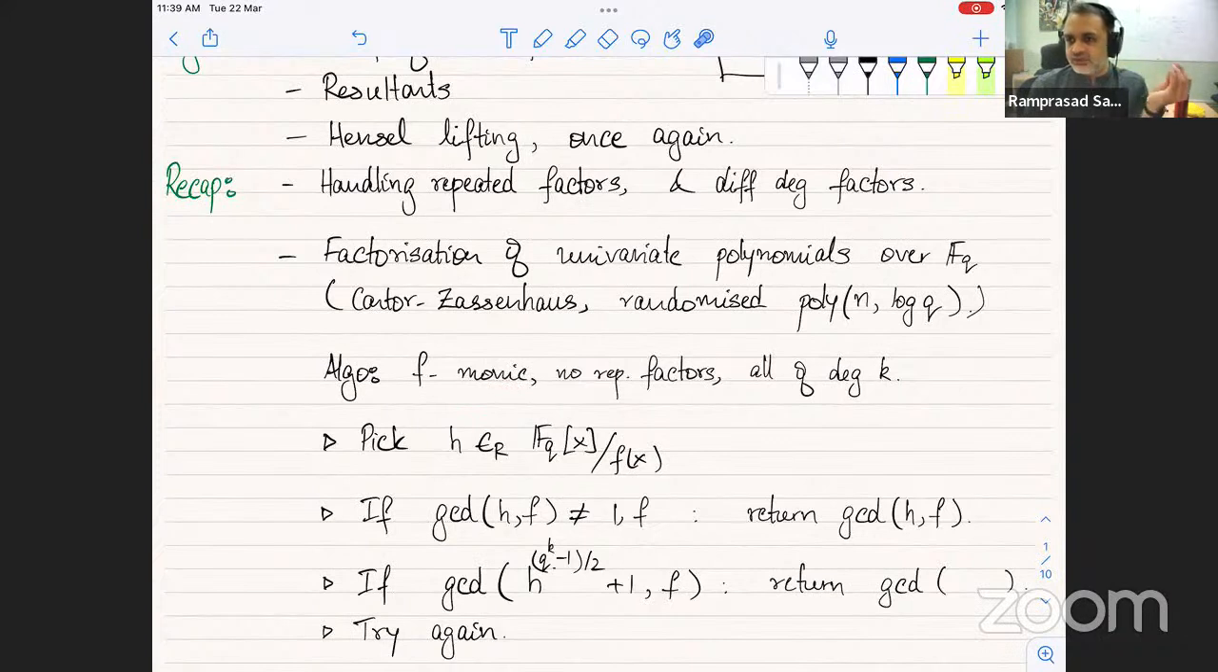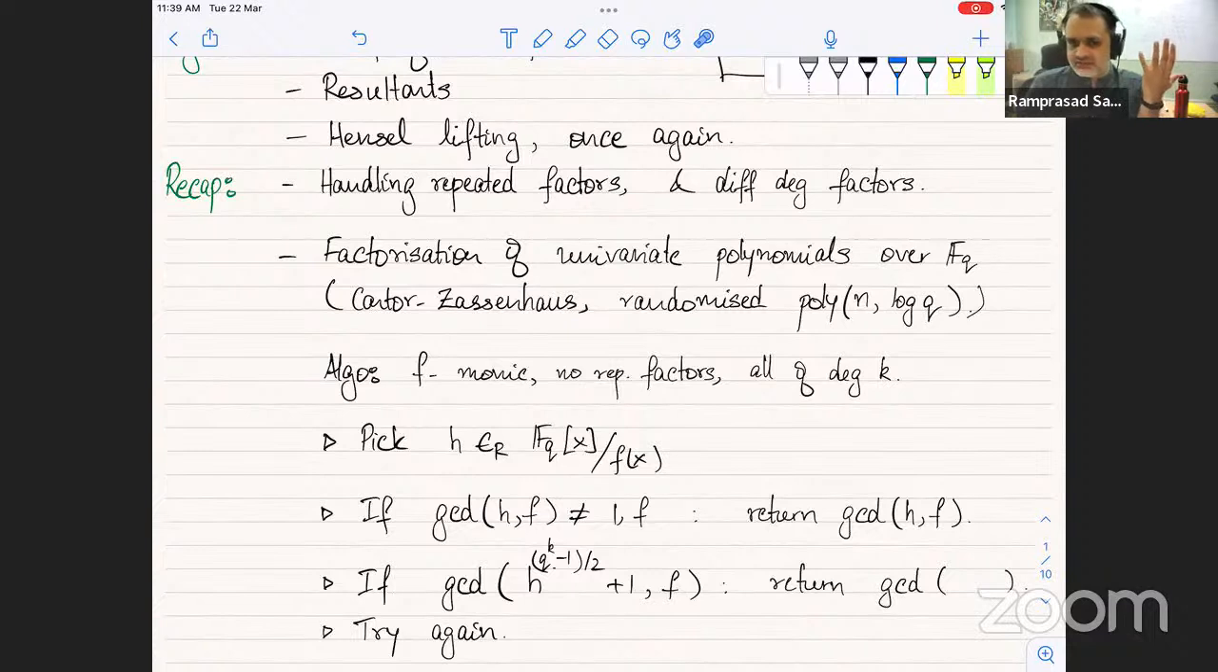which means the leading coefficient, the coefficient of the highest degree term in x, is just 1. There are no repeated factors. And you're also told that all the irreducible factors are of the same degree, some degree k. And you also know what this k is. This is the situation that you end up with after you do distinct degree factorization.